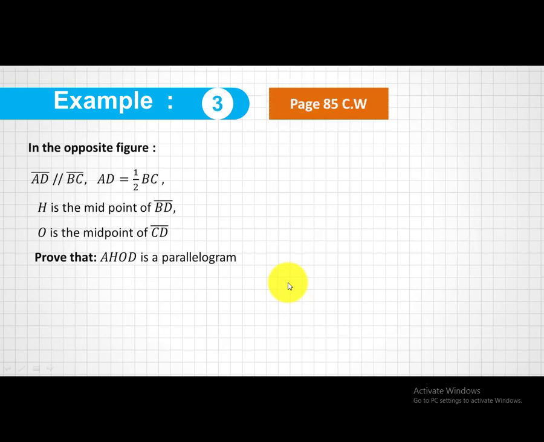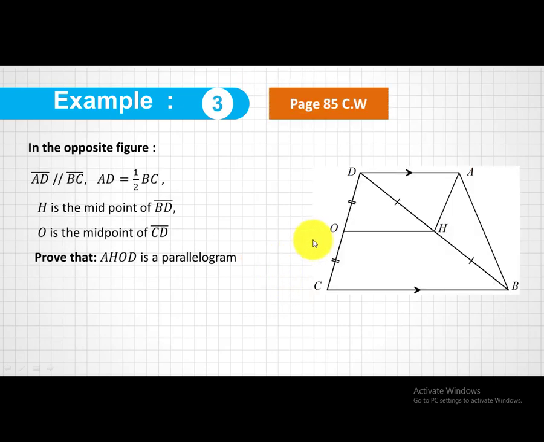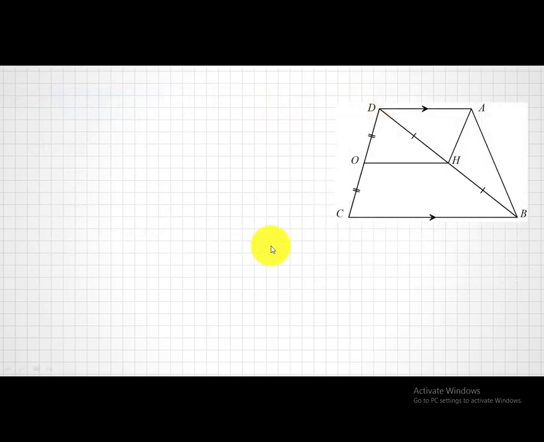Example 3, classwork, page number 85. In the opposite figure, line segment AD is parallel to line segment BC, and AD equals half BC. Point H is the midpoint of line segment BD, and point O is the midpoint of line segment CD. Prove that AHOD is a parallelogram. I want to prove that AHOD is a parallelogram. Let's start our proof.